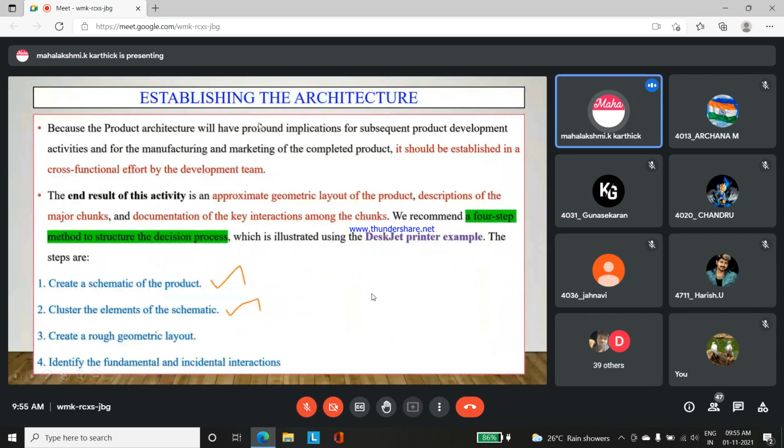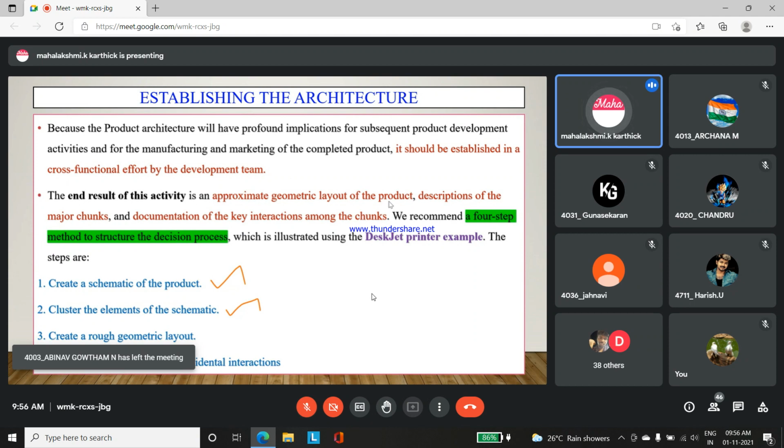So last class we have started with establishing the architecture. So when you are working under the product architecture team, what are the things you have to keep in mind, and what are the key points you have to remember that we have discussed last class. So at the end of this particular activity, establishing the architecture, what will be the ideal input and output for us? We'll have an appropriate geometric layout of the product. From the previous product development phases we have done planning, then concept generation, then selection. In the selection there are two important types, screening and scoring. All those things we have covered.